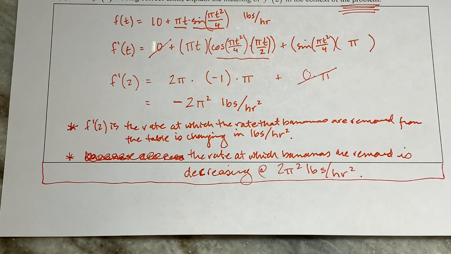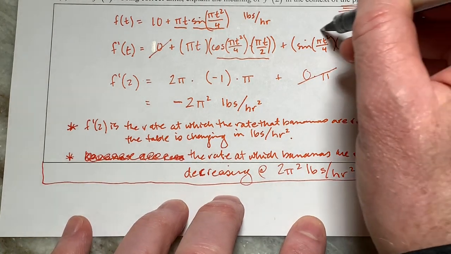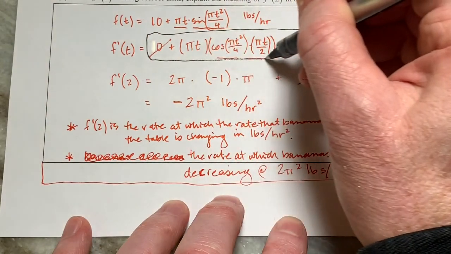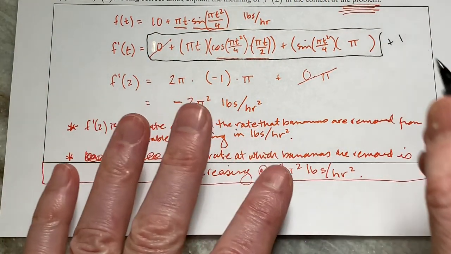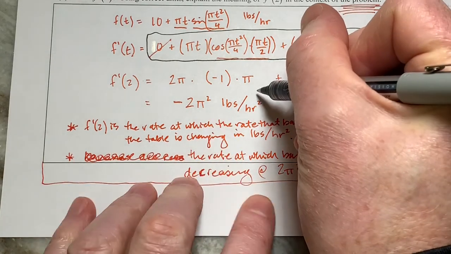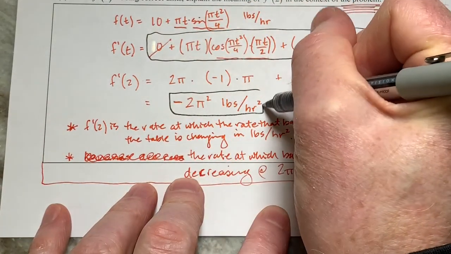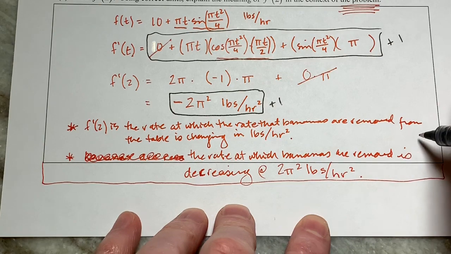So the way they're going to give you credit on this is you're going to get credit for the derivative being correct. So +1 for that. You're going to get a point for the answer and a point for one of these kind of explanations.